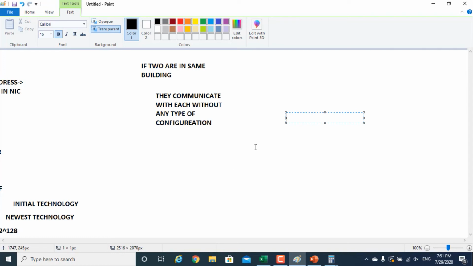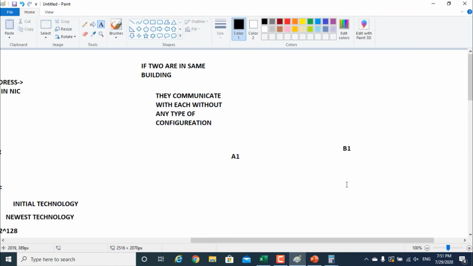Ping from wherever you want to go. But if you want to communicate from building A1 to building B1, then there is an issue. You cannot communicate because now your network portion has changed. Now your network is changed. The subnet is changed. So in this case, you need to do some configurations.